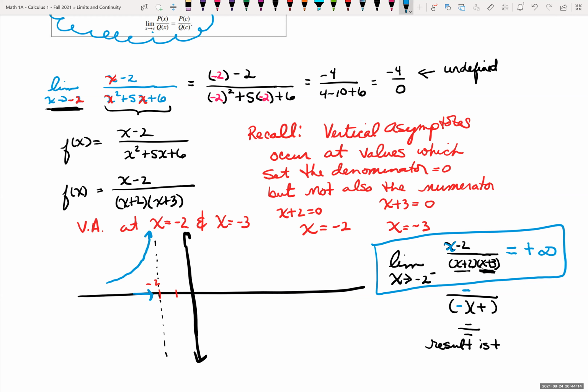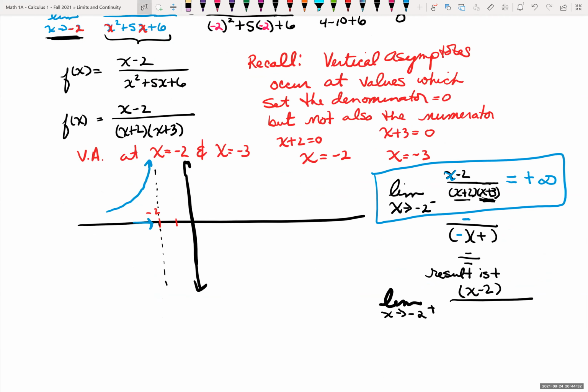If we wanted to look at that limit as x is approaching negative 2 on the right-hand side, we can do the same sort of reasoning by seeing if that is going to be a positive or a negative number when we're plugging in x values coming in on the right-hand side.